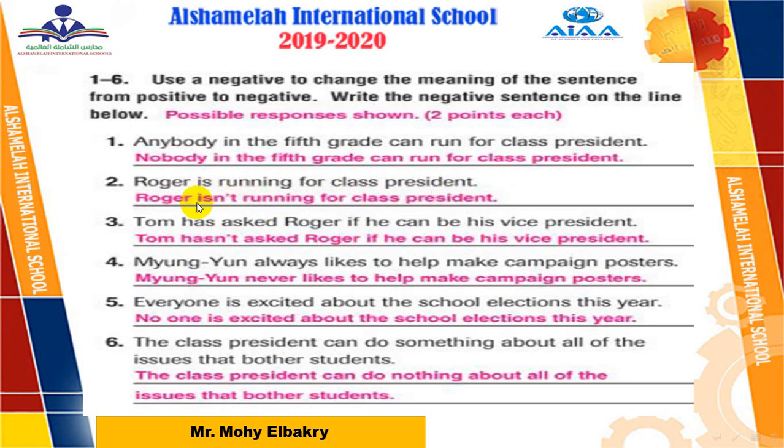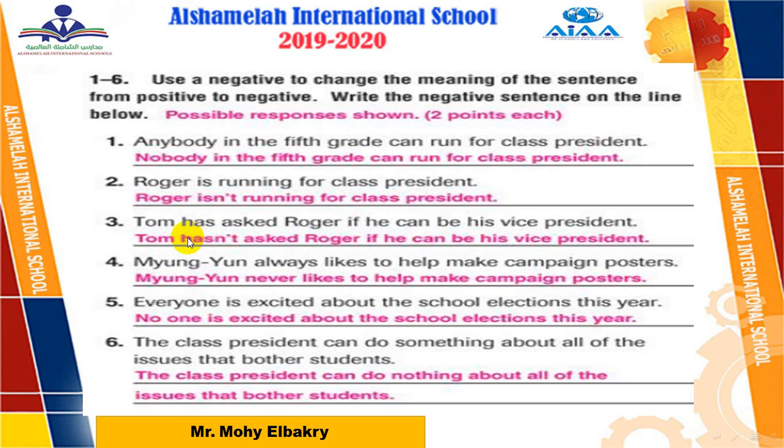Yes. Number three, Tom has asked Roger if he can be his vice president. Here we have the auxiliary verb, which is has. Has asked. So it will be hasn't, has not, hasn't, have not, haven't, had not, hadn't, and so on.